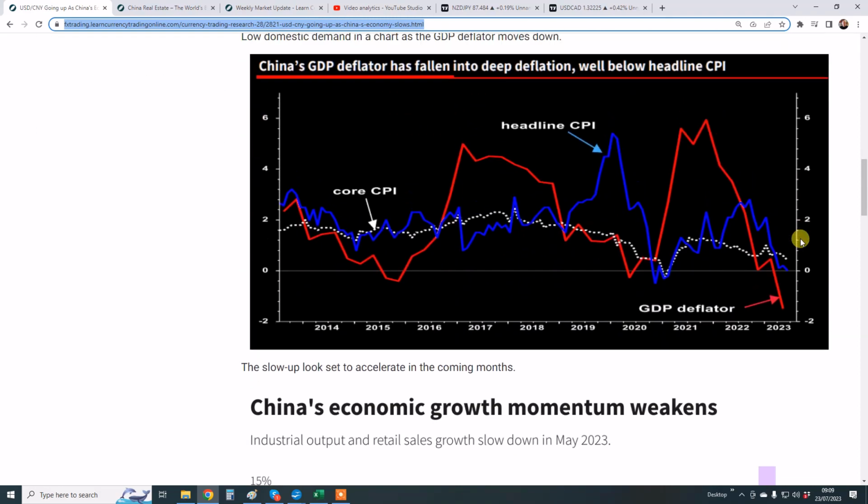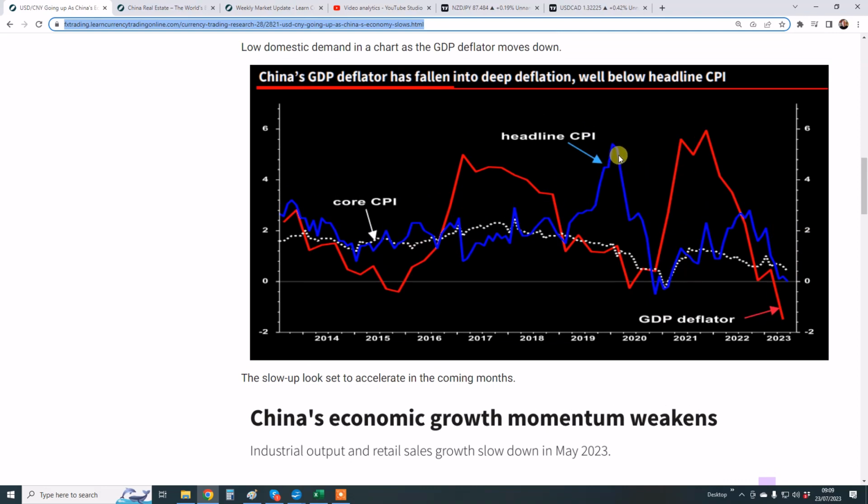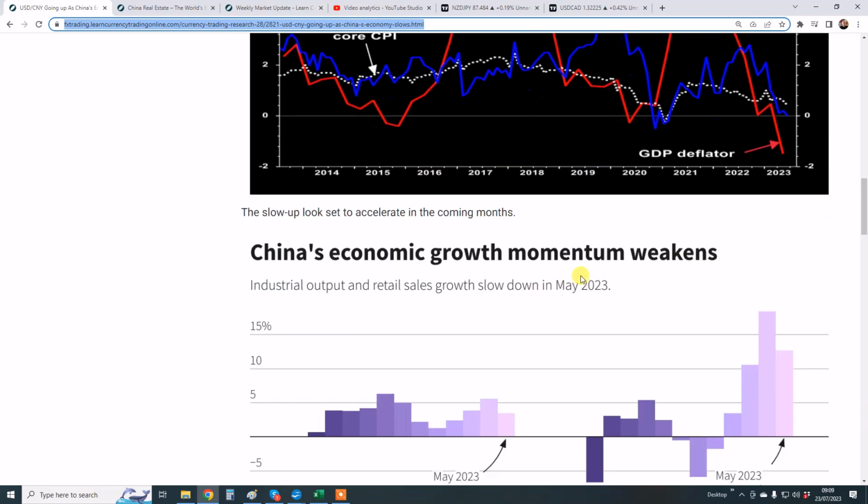If we look at this chart here, headline CPI inflation has come to the 0 level. Core is not far behind. The GDP deflator is in negative territory. So China has deflation, which could actually end up in a recession. Export markets have dried up because the global economy is slowing, and domestic demand cannot make up for the fall in exports. Domestic demand is weak.